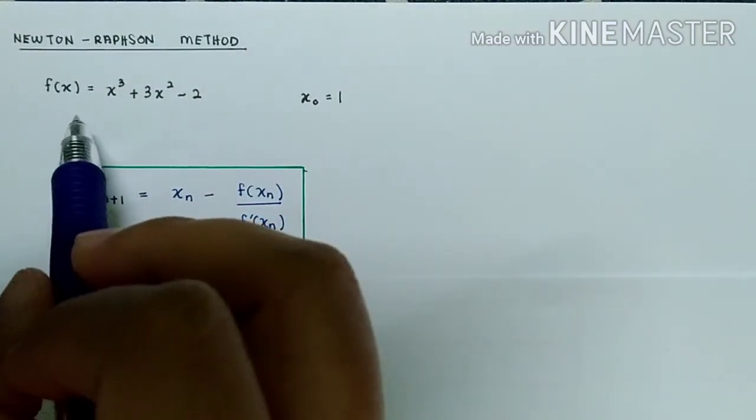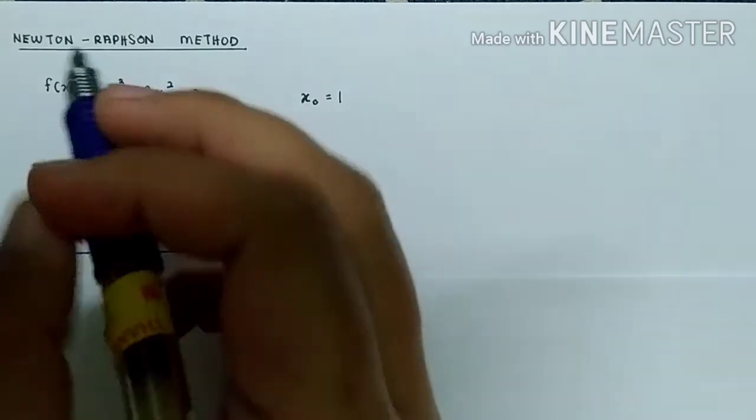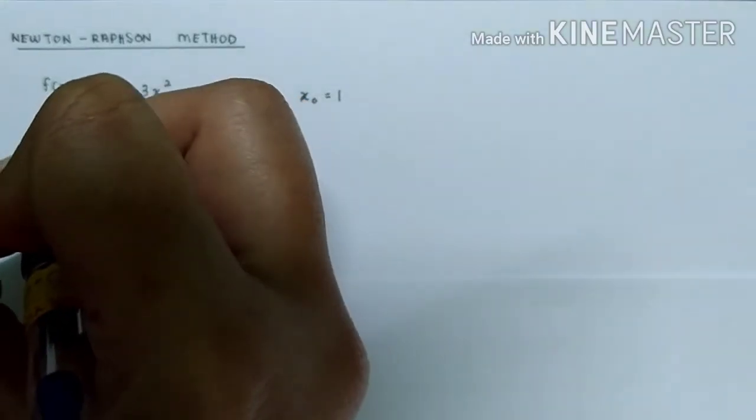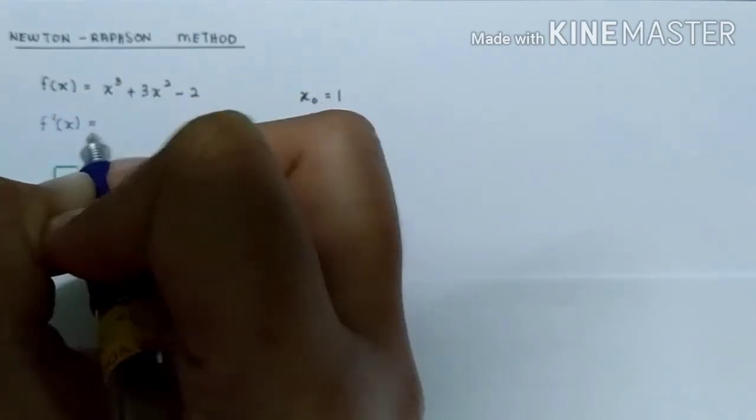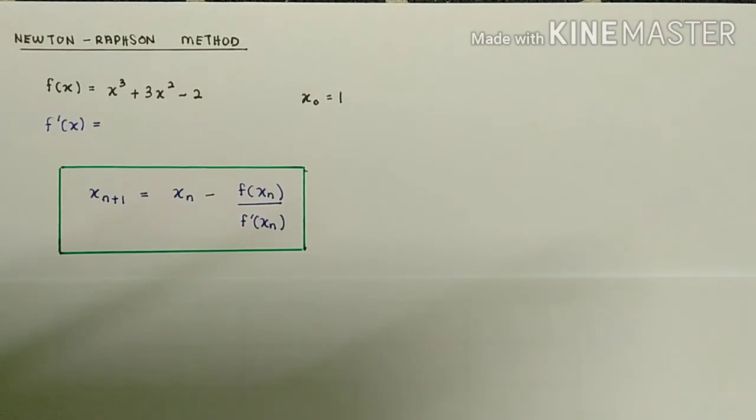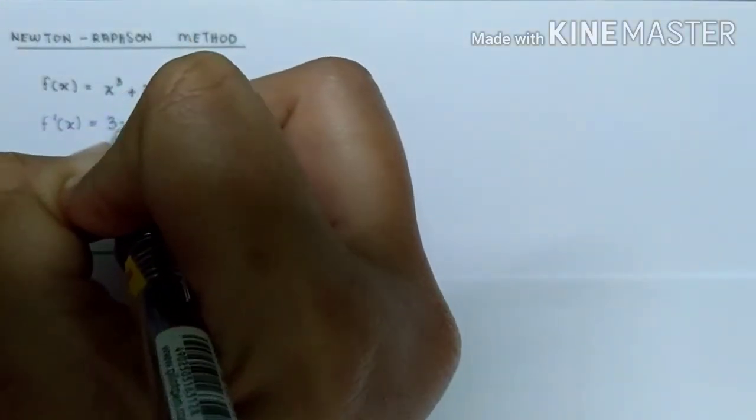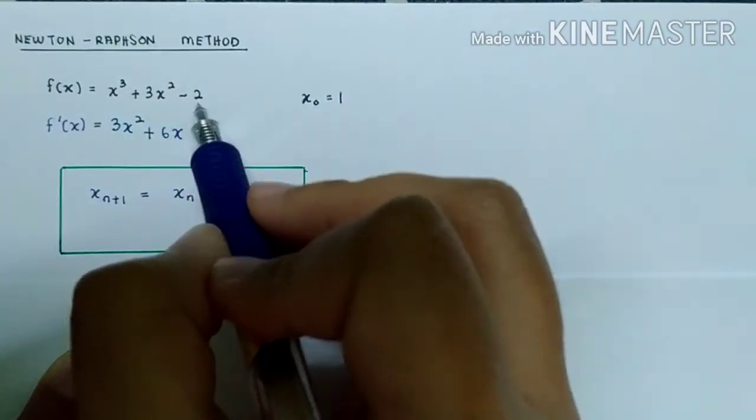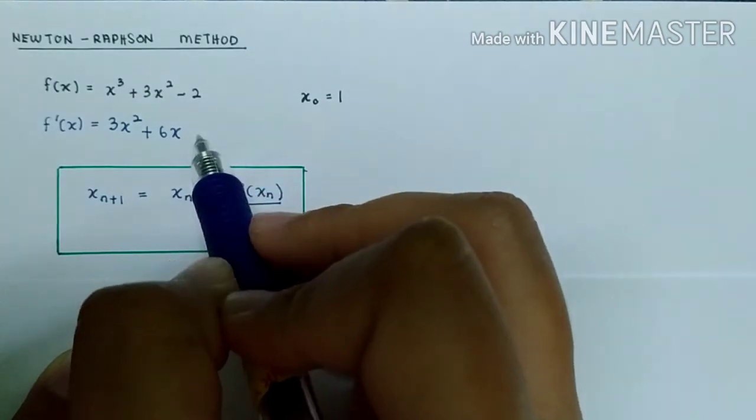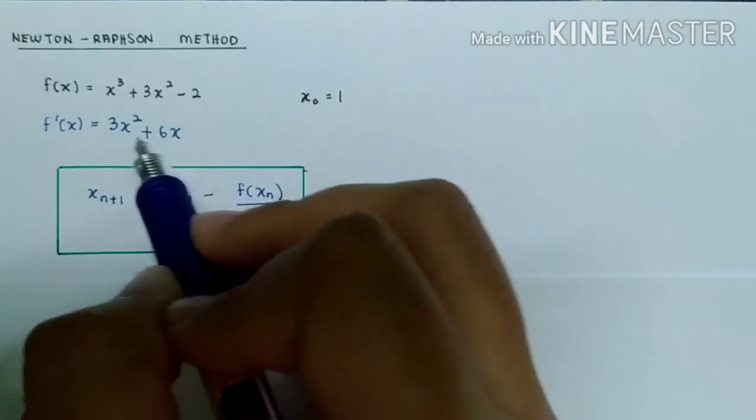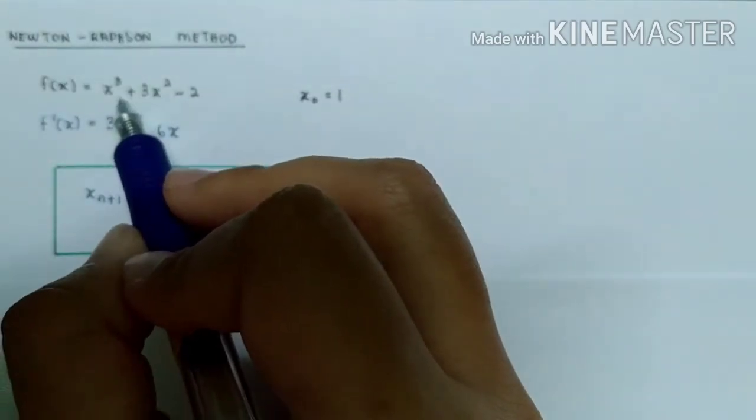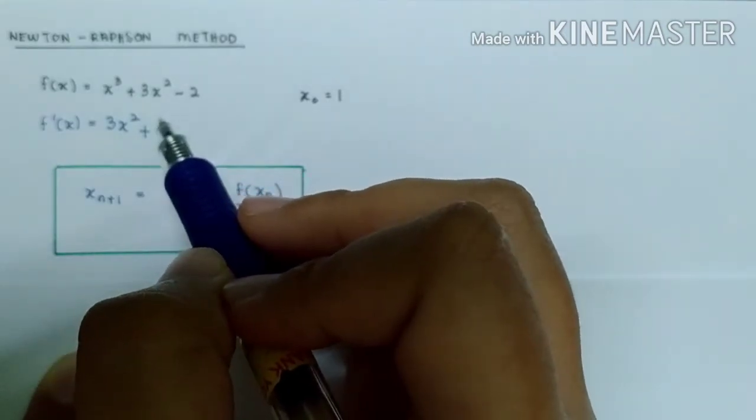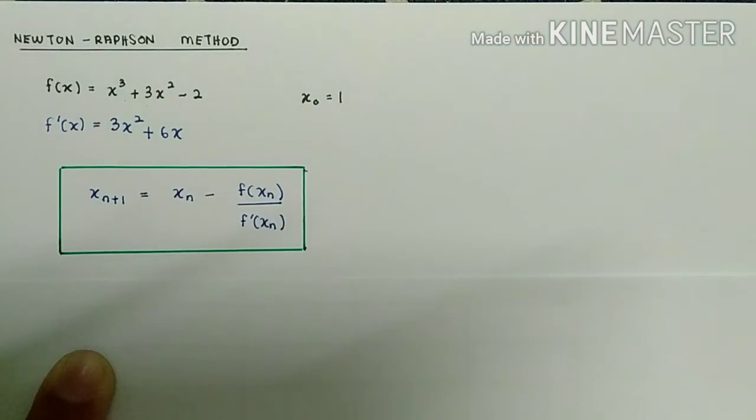f(x) is equal to x cubed plus 3x squared minus 2. So the derivative is f prime x equals 3x squared plus 6x, and then minus 0. Differentiate 2 is equals to 0, so we don't have to write 0. So I repeat, x cubed plus 3x squared minus 2. If we differentiate, we get 3x squared plus 6x.